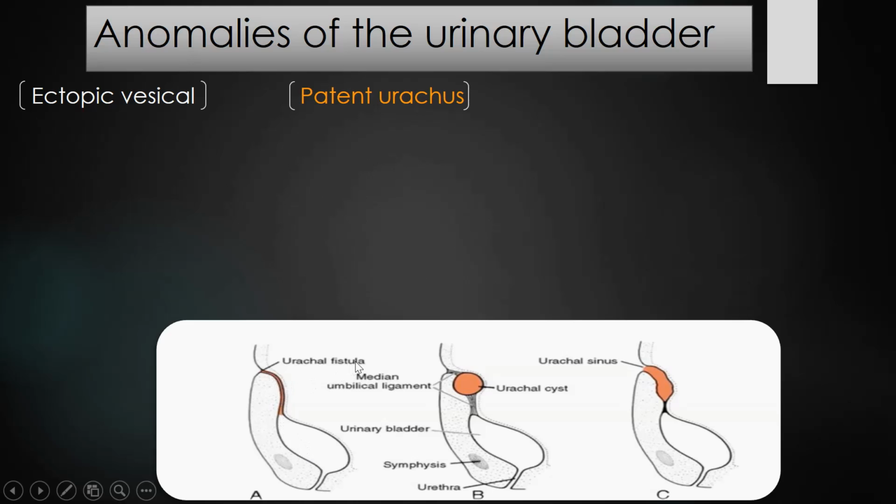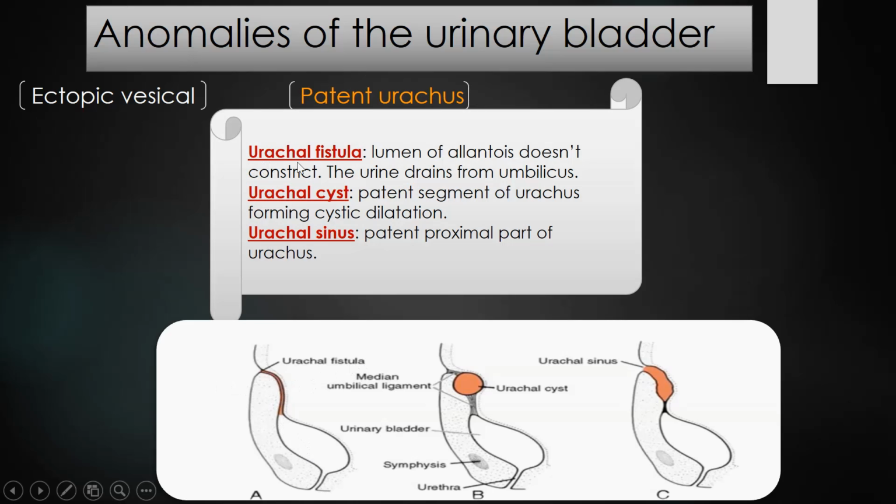It has three varieties. The first one, urachal fistula. All the urachus is patent, allowing the passage of urine to the outside from the umbilicus. Urachal cyst. Just a part of the urachus is still patent, and the other parts are fibrosed. Or urachal sinus. The distal part is patent, while proximally, near the urinary bladder, it's fibrosed.